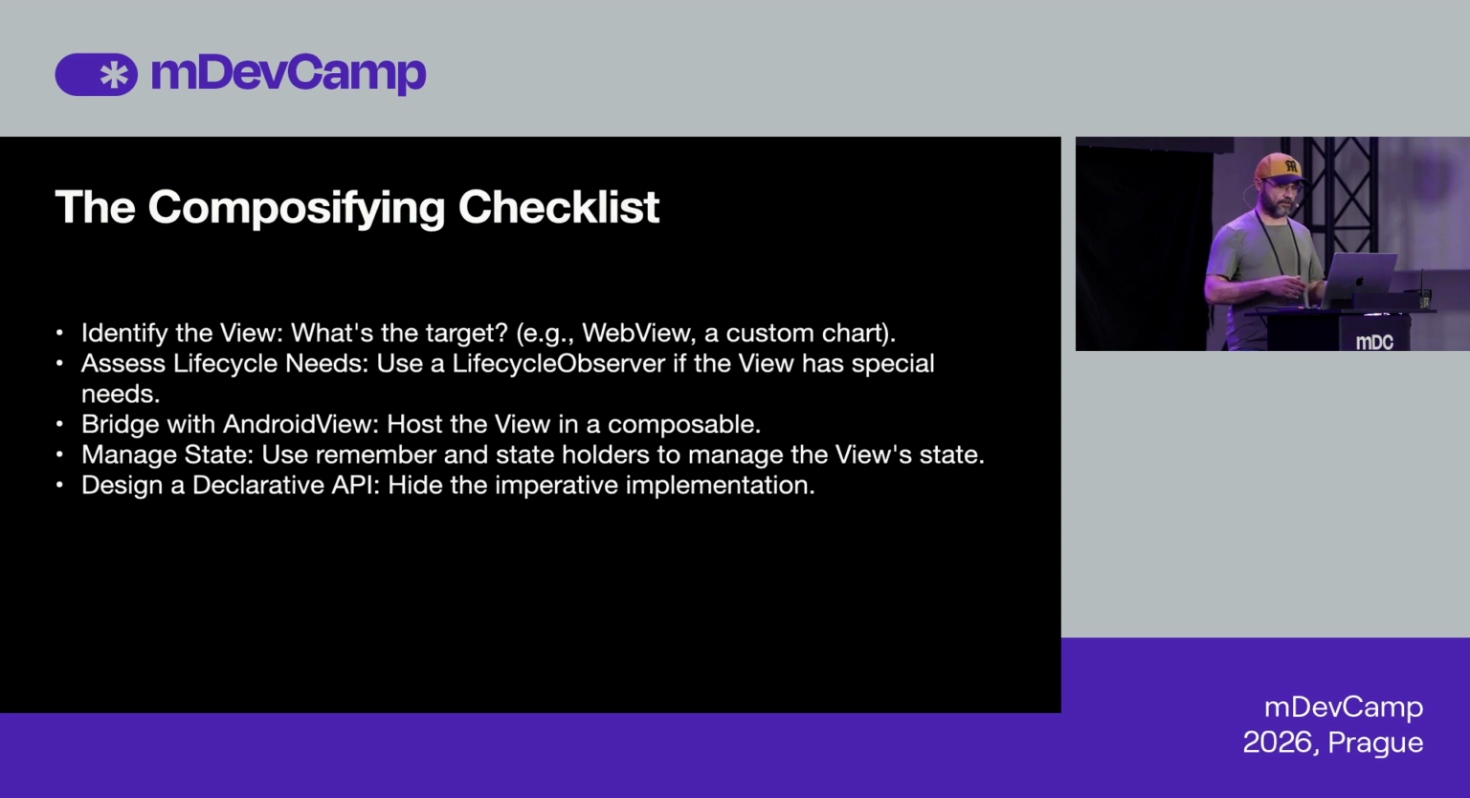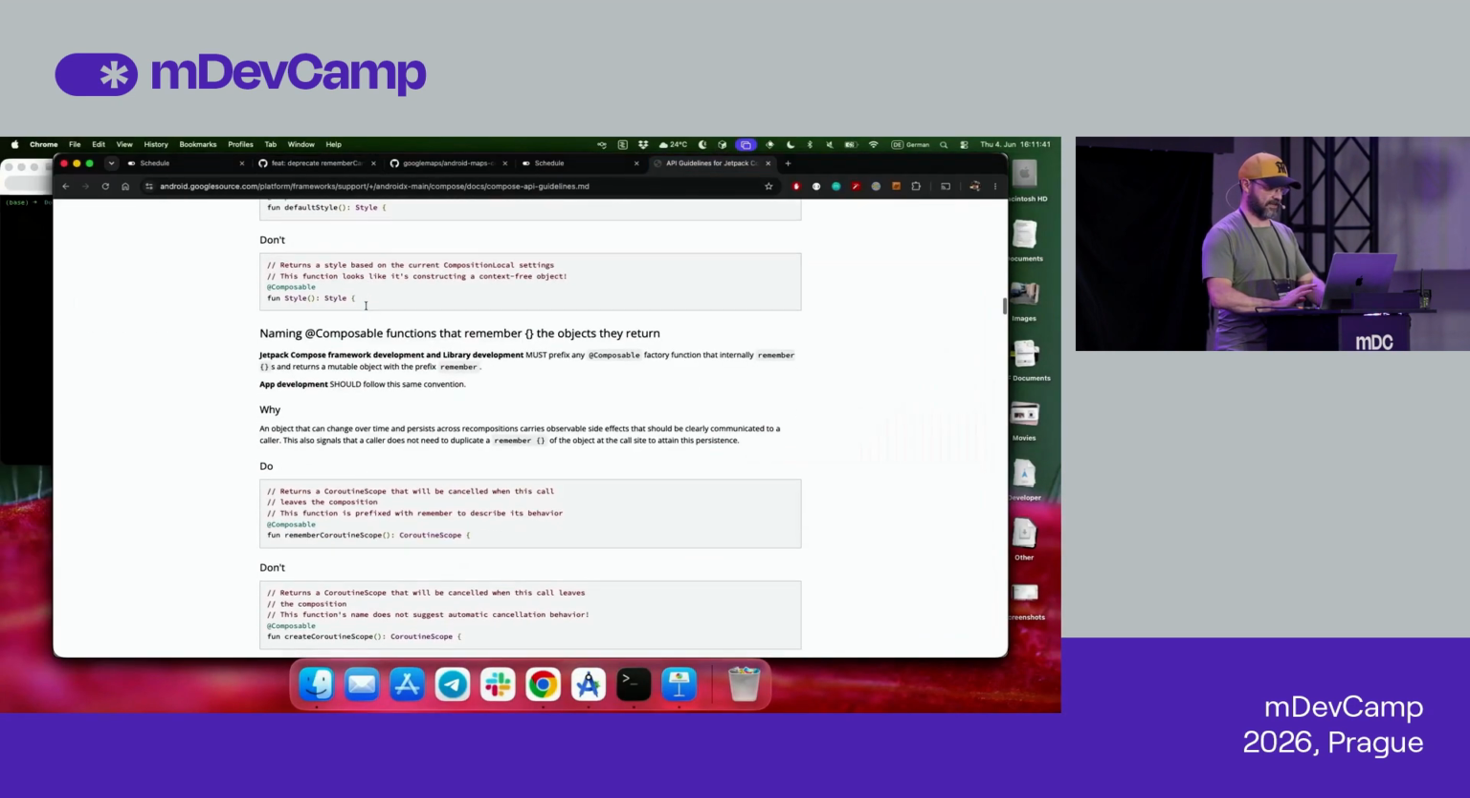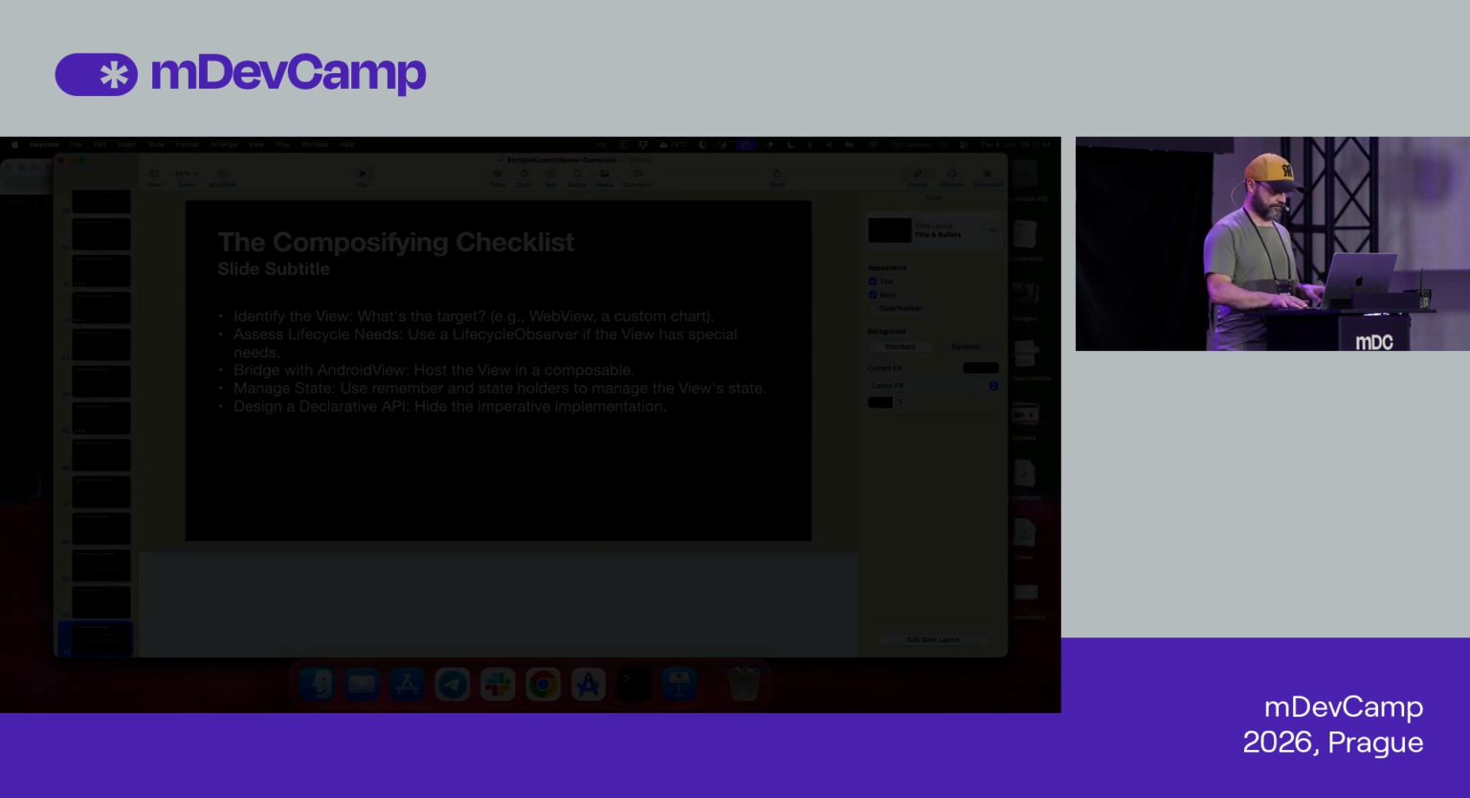We always need to bridge it with the Android view, meaning we need to host the view inside this composable using the factory method, the update method, and the release method. We need to manage the state by using remember, where we need to use it, and state holders. And we also need to create a declarative API. We need to think, okay, this was my old API using the XML approach, the view approach, and now this needs to move inside my composable interface. What do I need to move, and how do I need to move it? Again, in order to learn a little bit more about APIs for Compose, I would recommend you take a look at the API guidelines. They're really good at providing some ideas.